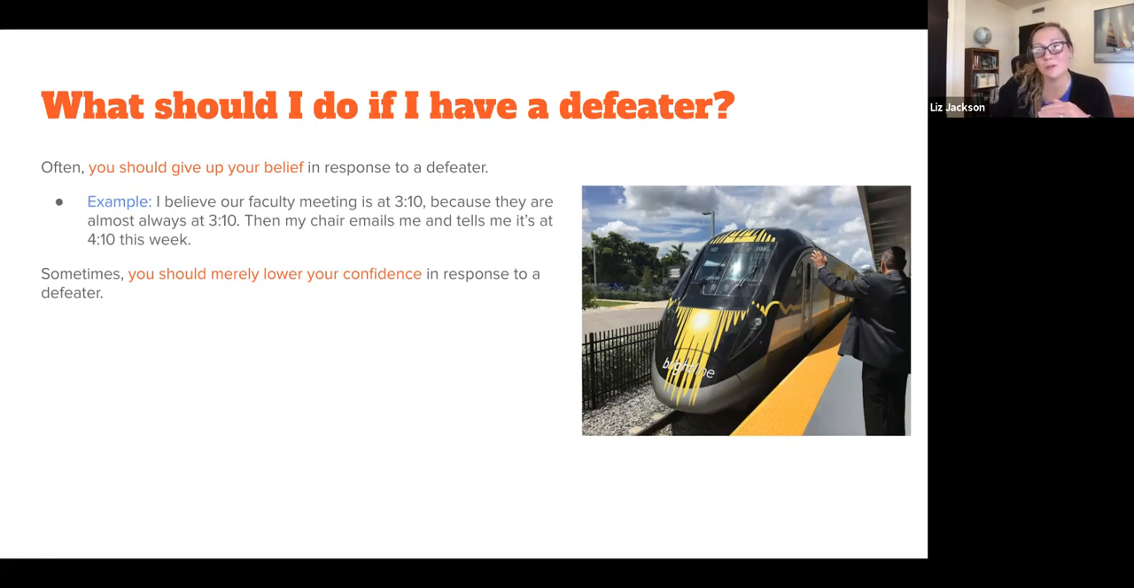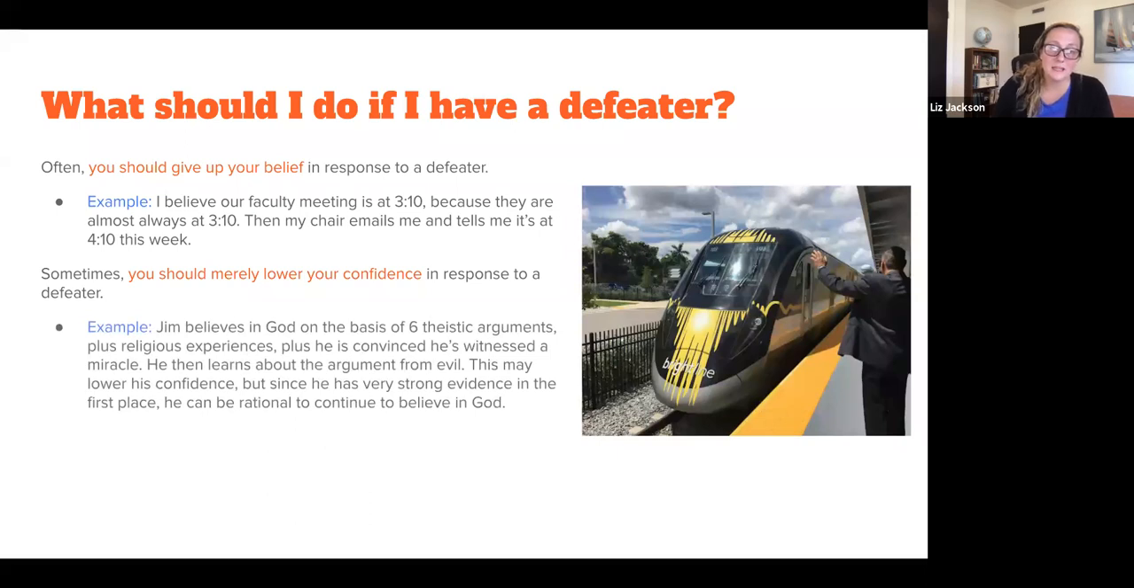Sometimes you should merely lower your confidence in response to a defeater. So let's say Jim believes in God on the basis of 6 theistic arguments, plus religious experiences, plus he's convinced that he's witnessed a miracle. Then he learns about the argument from evil, which is a good argument. It's not like it's bad evidence or anything, right?